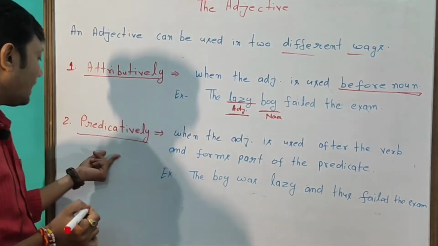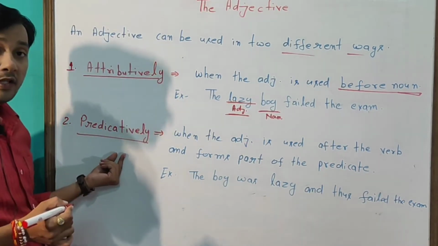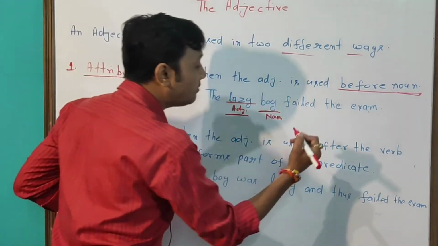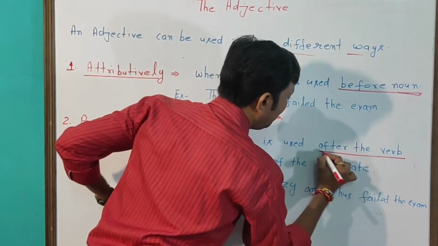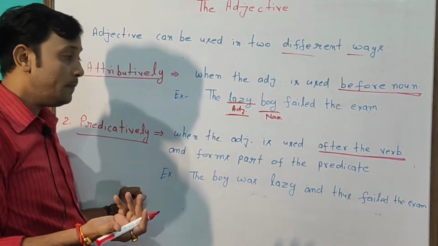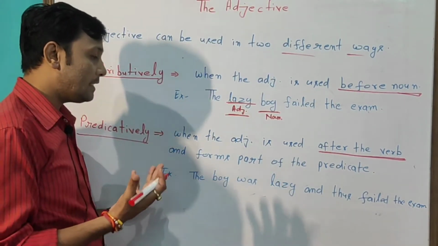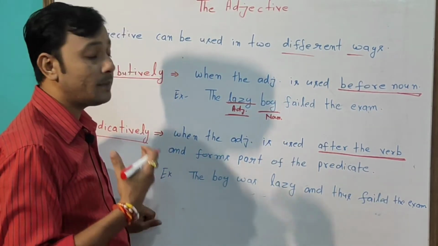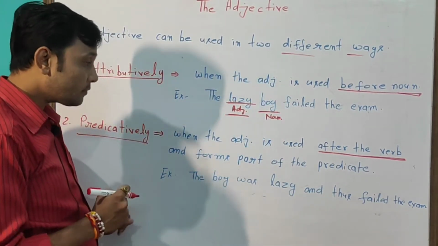Okay. The second heading is predicatively. What is the predicative use of an adjective? When the adjective is used after the verb. Pay attention here. When the adjective is used after the verb, at that time it is called the predicative use of an adjective.